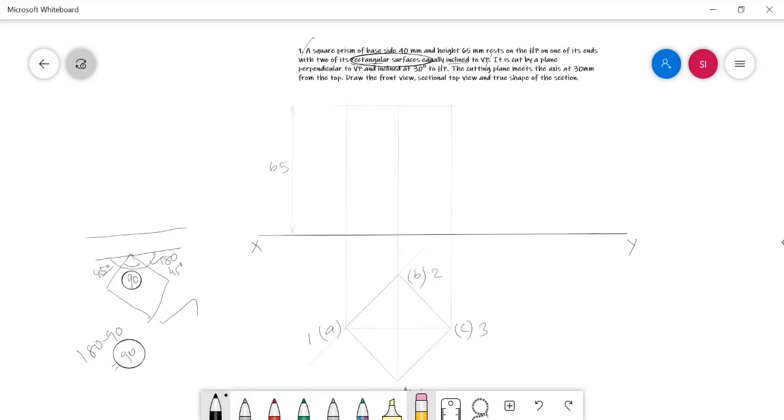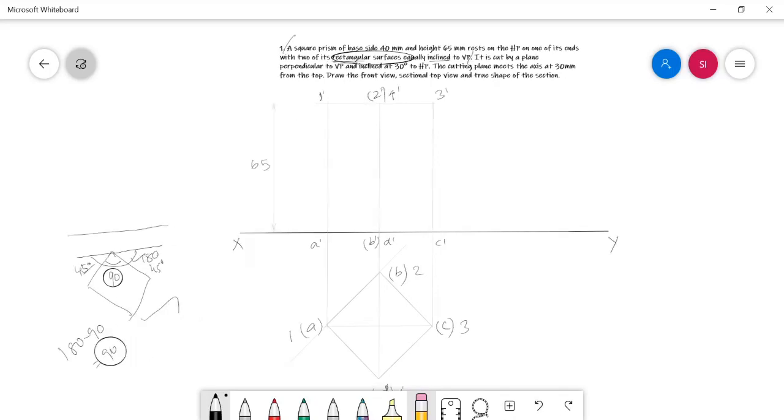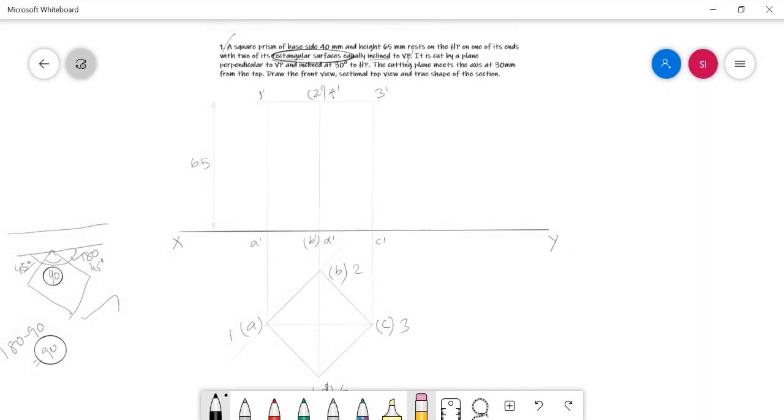And let me mark the points A dash, B dash, C dash, and D dash. Similarly, 1 dash, 2 dash, 3 dash, and 4 dash. Now the projection of the solid is over.